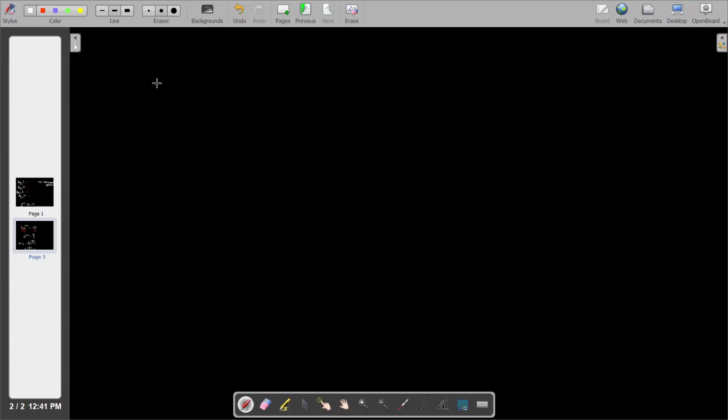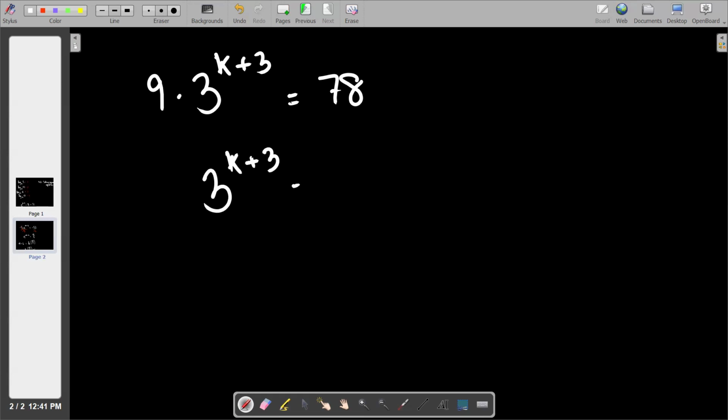So this next one is 9 times 3 to the power of k plus 3 equals 78. What do we do first? Let's divide by 9. So we're going to be left with 3 to the power of k plus 3 equals what? Yeah, and I'm going to call it 26/3. Turns out 78 and 9 can both be divided by 3.